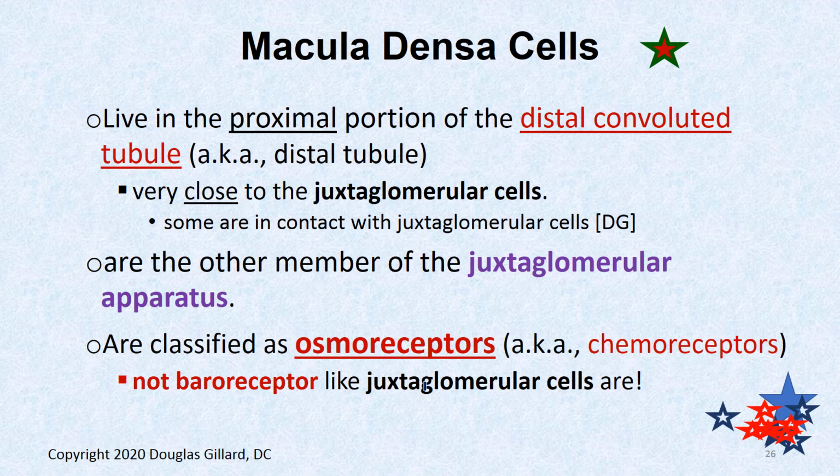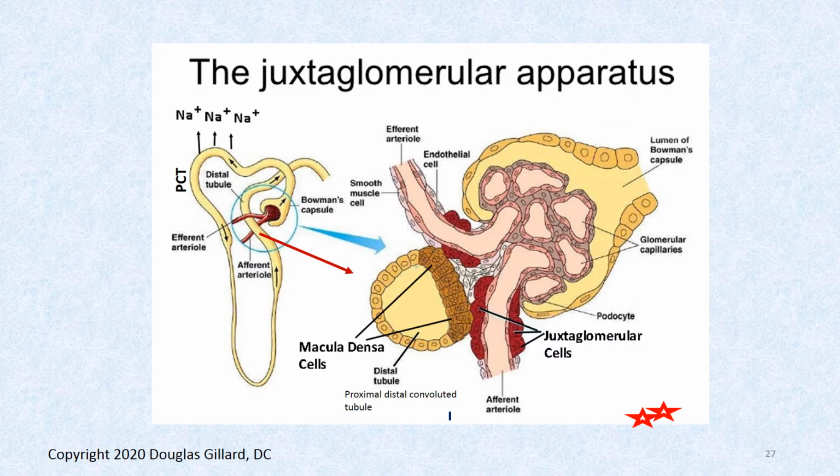Juxtaglomerular cells are not baroreceptors. These guys could care less about pressure. These guys are osmoreceptors, aka chemoreceptors. They have their little receptors, like little snakes. They have this little tongue, and it's tasting the filtrate for sodium and chloride concentration.